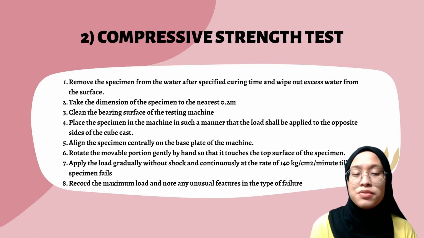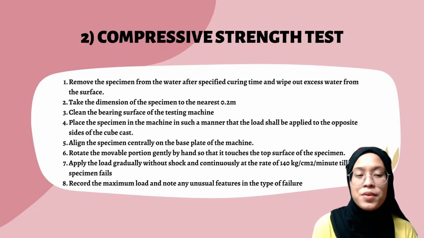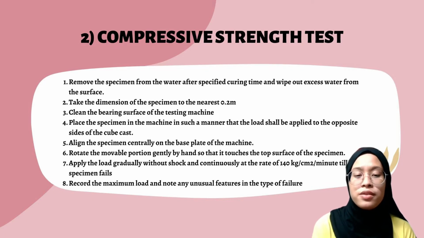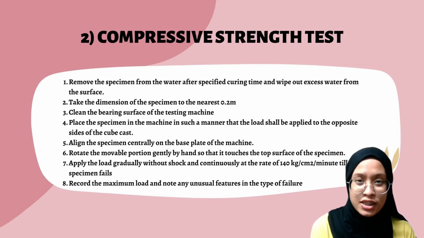First, remove the specimen from the water after the specified curing time. Take the dimensions of the specimen to the nearest 0.2 mm. Clean the bearing surface of the testing machine. Place the specimen in the machine in such a manner that it is aligned centrally on the base plate of the machine, and rotate the movable portion gently by hand so that it touches the top surface of the specimen, and then apply the load gradually without shock. And lastly, record the maximum load and note any unusual features in the type of failure.